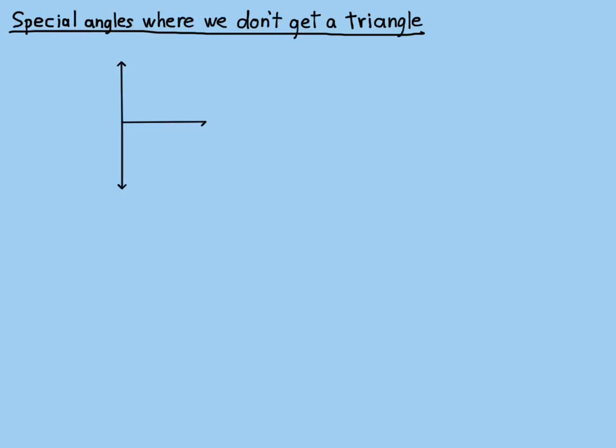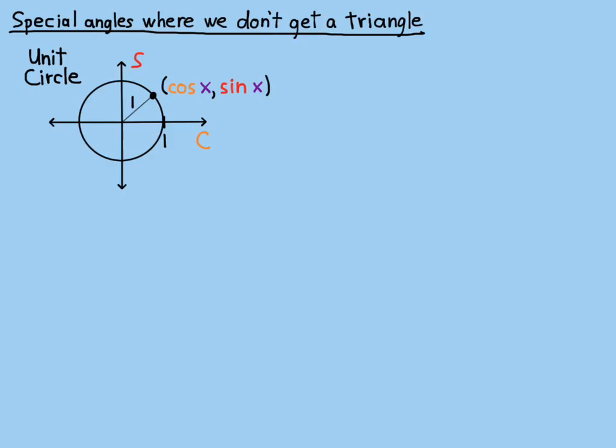So there are four special positions where the terminal side of the angle is such that you can't draw a triangle. That's when your terminal side is on the positive or negative x-axis, and when it's on the positive or negative y-axis. That's when there's no acute angle. The reference angle is not an acute angle. It's either 0 or pi over 2.